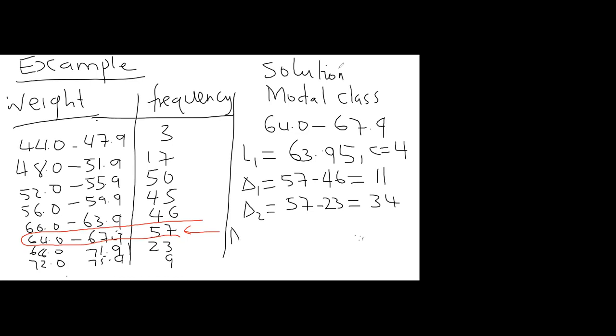So when I have that, it means I have all I need for the mode. I have 63.95 plus D1 over 11 plus 34, times the C. And then you simplify and you get your answer for the mode. So who has an answer there? Who can give us the answer to many decimal places? I'm waiting for somebody with an answer. Can we get somebody to give us the answer?